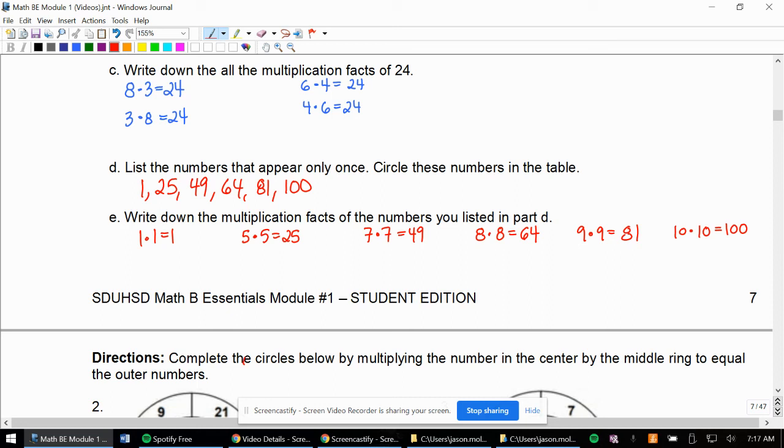Okay. These numbers are known as perfect squares. These are the numbers that we get when we take a number and multiply it times itself. And 6 times 6 is a perfect square, but it appears more than once, so we're not including it in these answers. So we got 1 times 1, 5 times 5, 7 times 7, 8 times 8, 9 times 9, and 10 times 10. Let's double check. We should have 6.